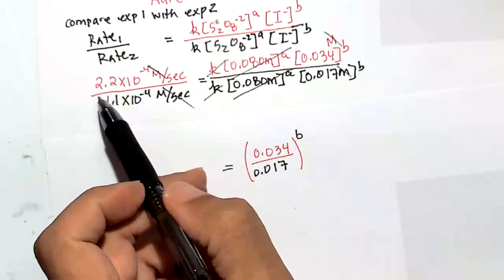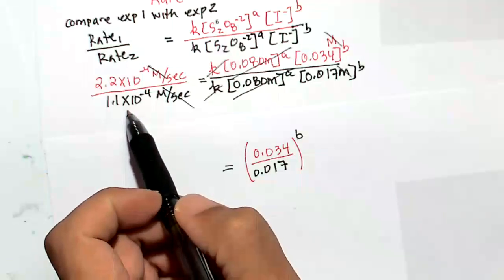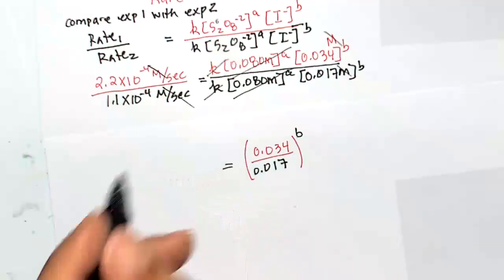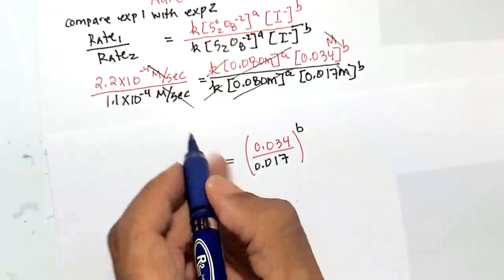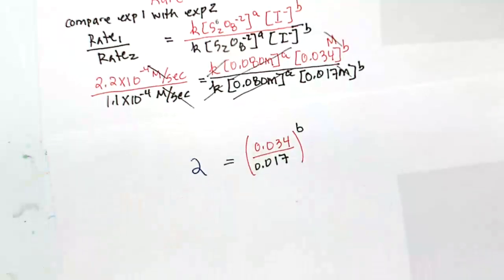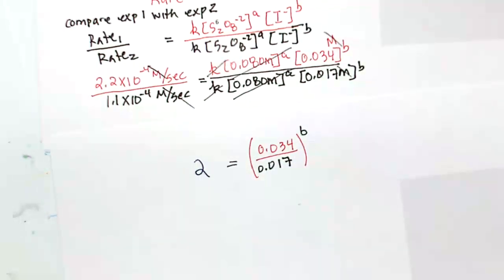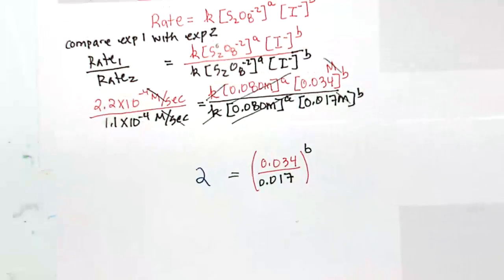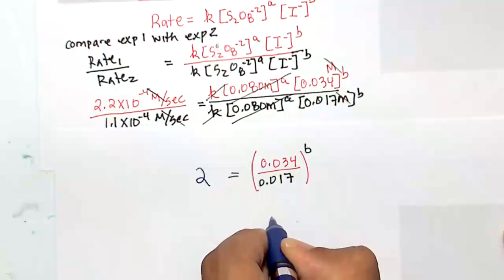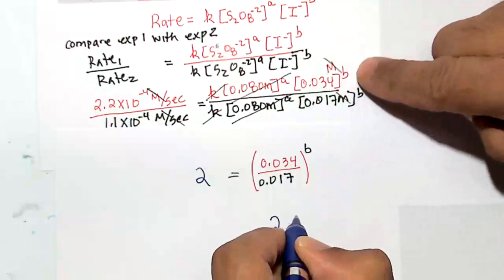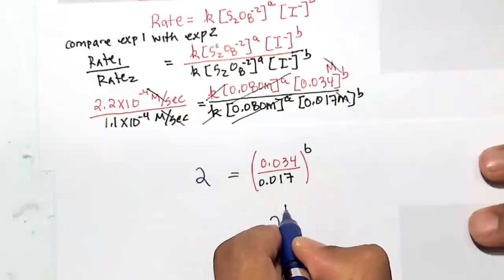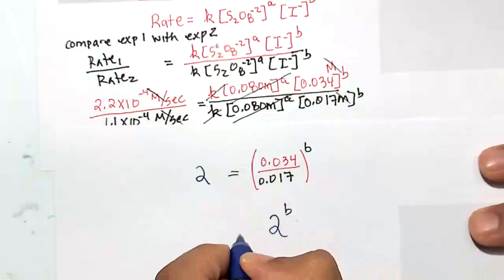And this is going to equal 2.2 times 10 to the minus 4 divided by 1.1 times 10 to the minus 4. I know this to be 2, so this is going to equal 2. What's 0.034 divided by 0.017? If you do that on your calculator, it's 2, so this is 2 to the power of B.